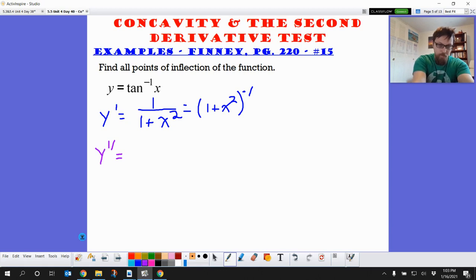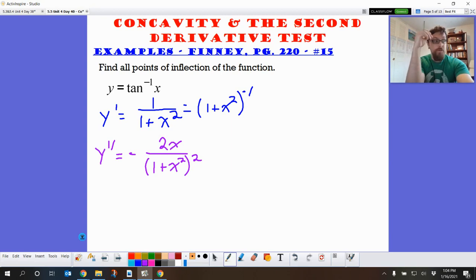So y double prime is going to be negative, and then that denominator is going to get squared, so 1 plus x squared squared, increasing that negative 1 to a negative 2. And then I need to do the derivative of the inside, which is going to be 2x, and I might as well just slap that right on top. So we get negative 2x over 1 plus x squared squared. Now I need to figure out where that thing is going to equal 0.